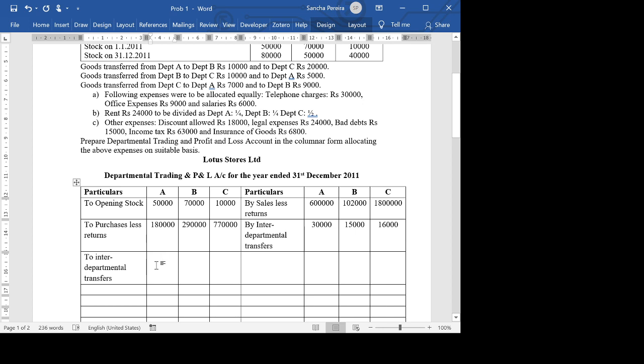So A has received, or purchased, a total of 12,000. Purchase is not such an appropriate word, more of receipt, because they are not buying and selling, they are just transferring goods. So A has received 5 from B and 7 from C.